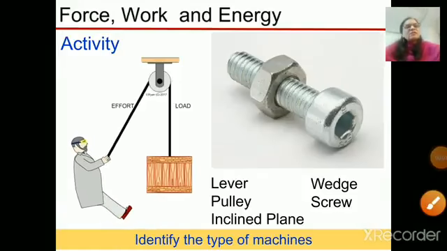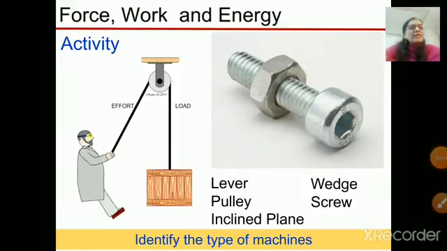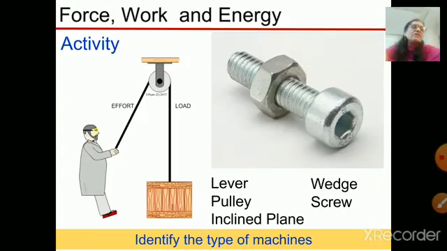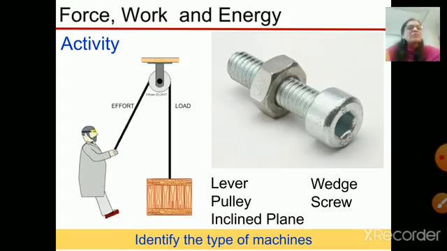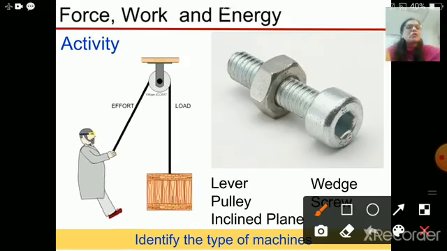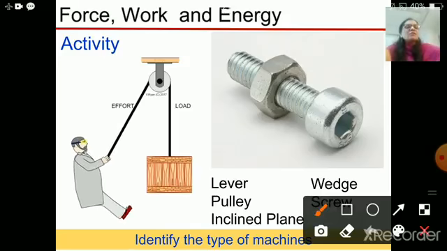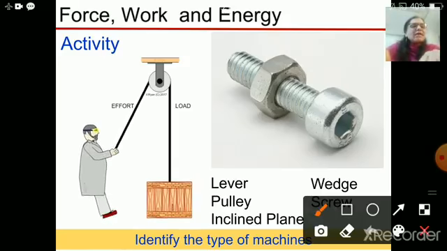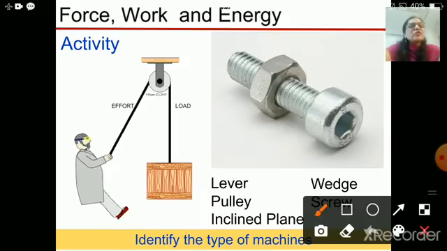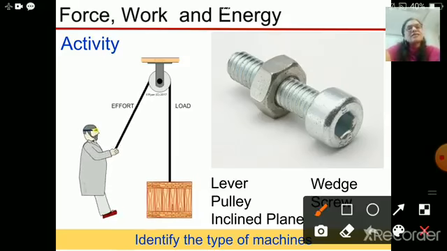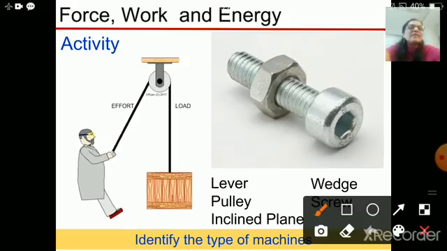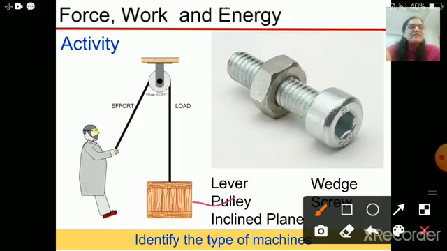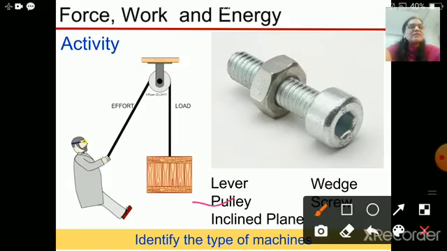Now let us do a small activity to identify the type of machine in each one, right? As you know, the different types of machine are lever, pulley, inclined plane, wedge, screw, right? Now look in this picture. What is the man doing? A man is trying to lift the load with the help of what? Try to guess it. I know you must have guessed it right. He's using the pulley, right?